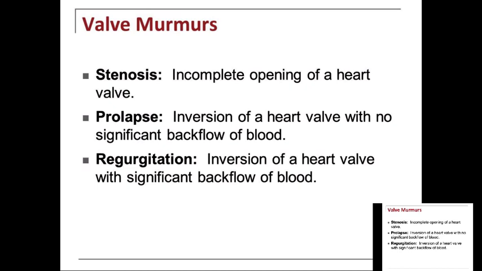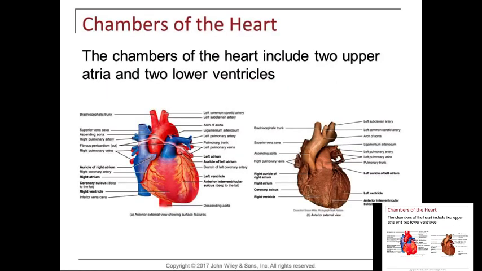Otherwise, there are murmurs that can be caused by a stenosis, which is an incomplete opening of the heart valve, a prolapse, where there's an inversion of the heart valve, and regurgitation, which is an inversion with significant backflow going from the ventricles up into the atriums.